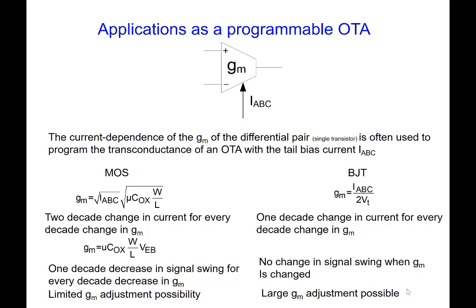You reduce your signal swing by a factor of 10. If you want to get a 2 decade change in GM, you're going to have to decrease your excess bias by another factor of 10. So instead of being at 100 millivolts, you'll be down at 10 millivolts for VXS bias. If you want a 3 decade adjustment of GM, you've got to decrease the excess bias another factor of 10. You're down to 1 millivolt.